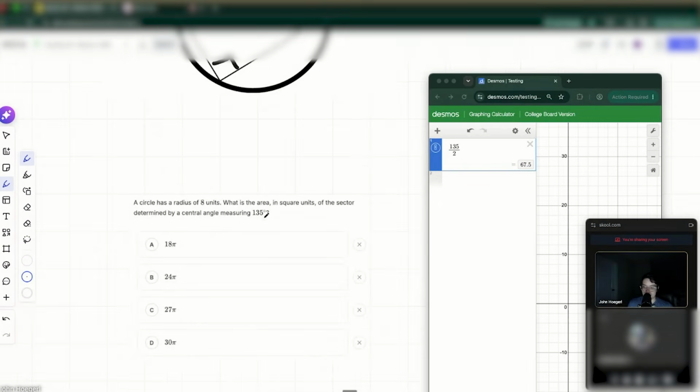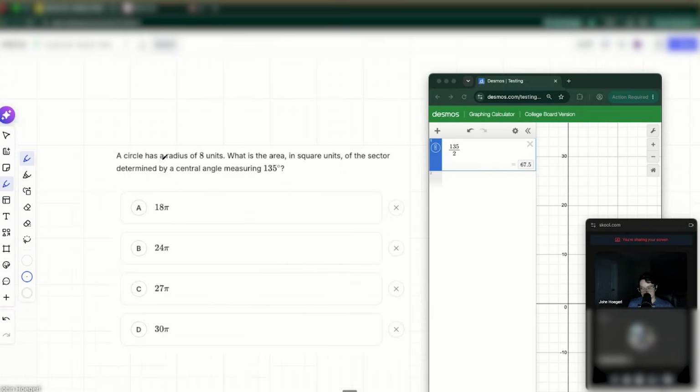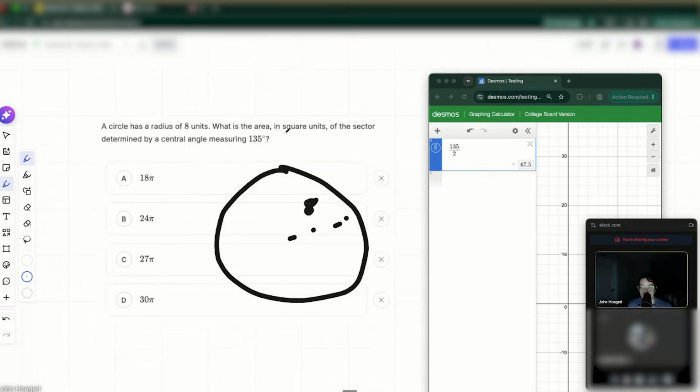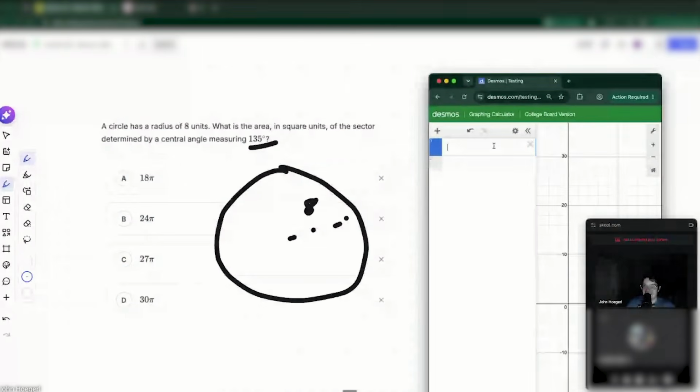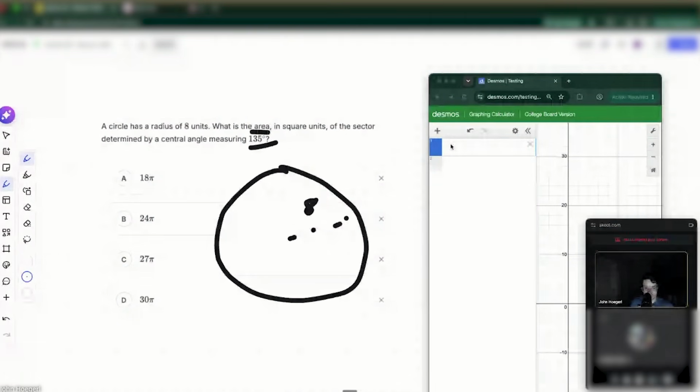Okay, finally some actual problems here. This circle has a radius of 8 units. So let me just go ahead and draw that. And then what's the area of the sector determined by a central angle measuring 135 degrees? Okay, 135, there we see it again. Amazing stuff here. So it asks for the area, so that's going to be the pi r squared thing. So we can do pi times 8 squared, the radius squared. And so this would be the total area of the circle. This is the amount of space the circle takes up.